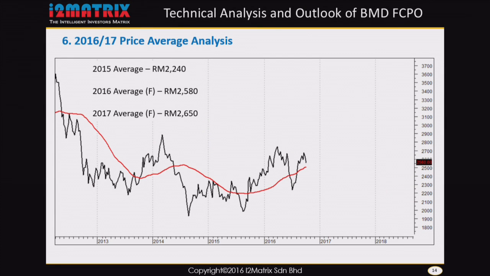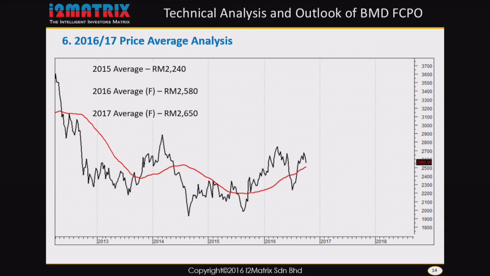So the 2015 average was 2,240 ringgit. I'm expecting the average price for 2016 to be at 2,580 ringgit if the price is able to stay above 2,500 ringgit and keeps on trending upwards. For 2017, if we just extrapolate the average prices, we would expect it to be at 2,650 ringgit.